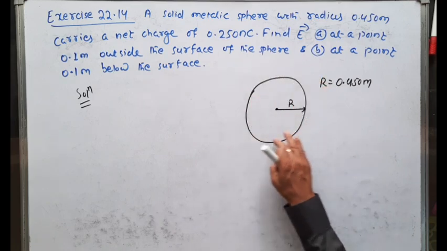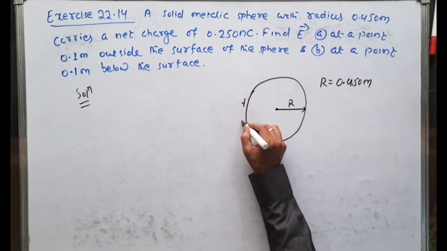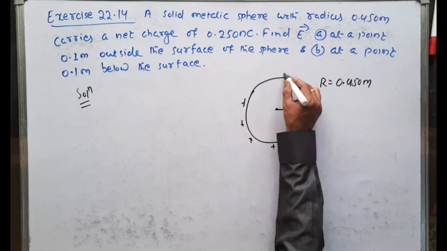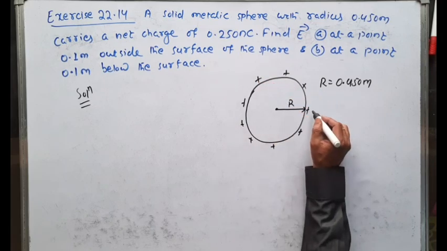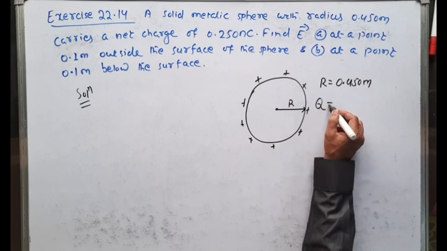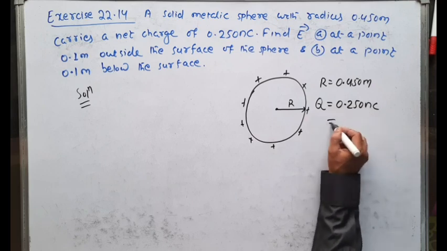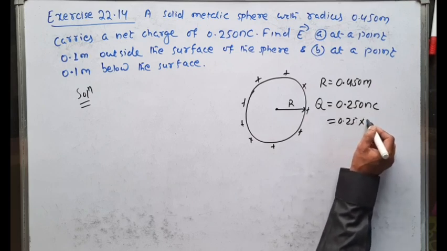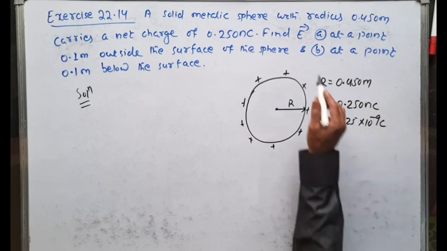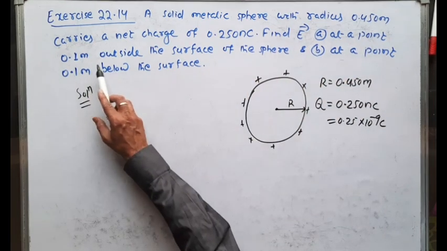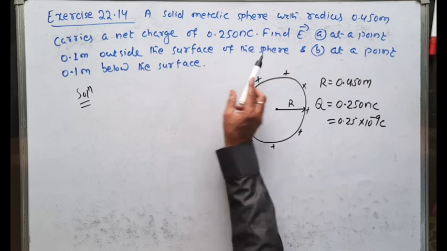Since it is a solid sphere, the total charge will reside on the surface. I have explained this. So the total charge given to the sphere is 0.250 nanocoulomb. Nano means 10 to the power minus 9 coulomb. We have to find electric field intensity at a point 0.1 meter outside the surface of the sphere.